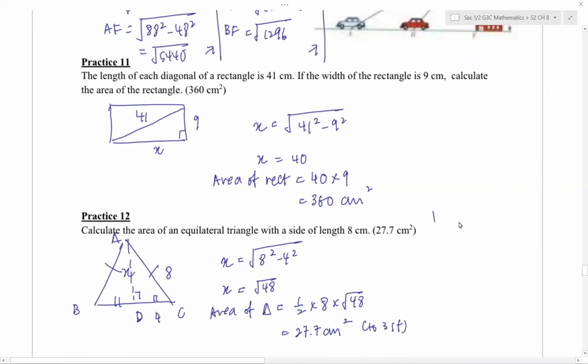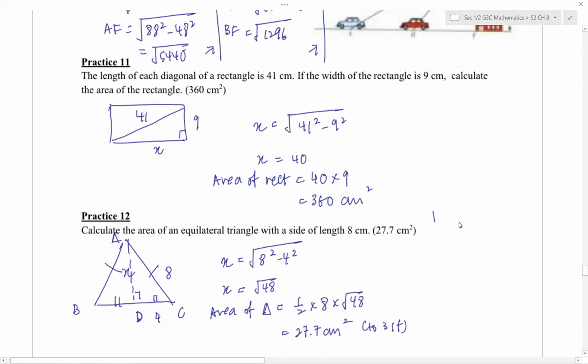So question 11, length of diagonal of rectangle. Okay, so here, because it's a rectangle, we're going to end up with triangle triangle when you draw the diagonal. So that's 41. They tell us that the width is 9, and then find the area of the rectangle. So area of rectangle, we only know one way to calculate it: length times breadth. In this case, the breadth, 9, is given to us already. I need the length. So the length can be found using Pythagoras theorem again.